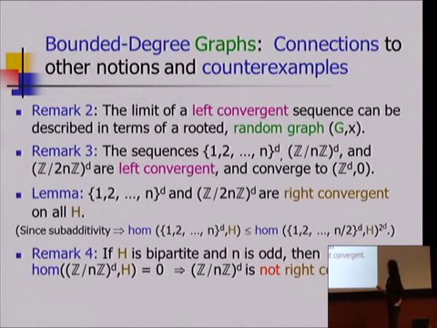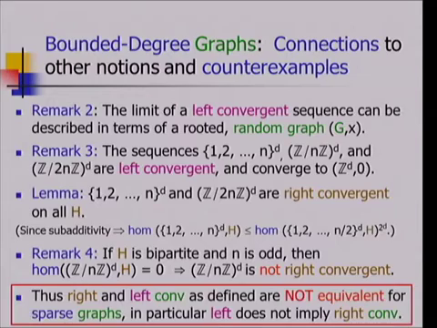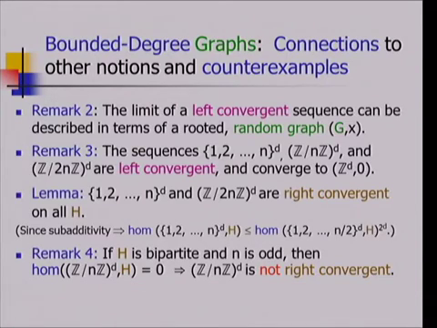However, if H is bipartite and N is odd, so just think of an odd cycle getting bigger and bigger, I can't color it with a bipartite graph. So I'm not going to be able to color it. There are no homomorphisms. The log of that is equal to minus infinity, and so this is not a right convergent sequence. There are no colorings. There aren't an exponential number. There are none of them.